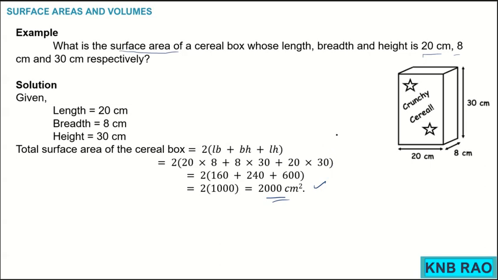Now I'll wind up today's session with this example and discussion on the cuboid. Tomorrow we'll go for learning about the cube, all the details about the cube and some examples on the cube.